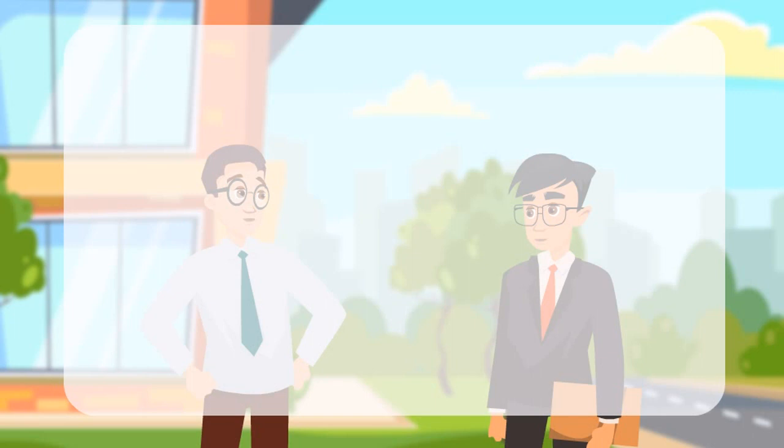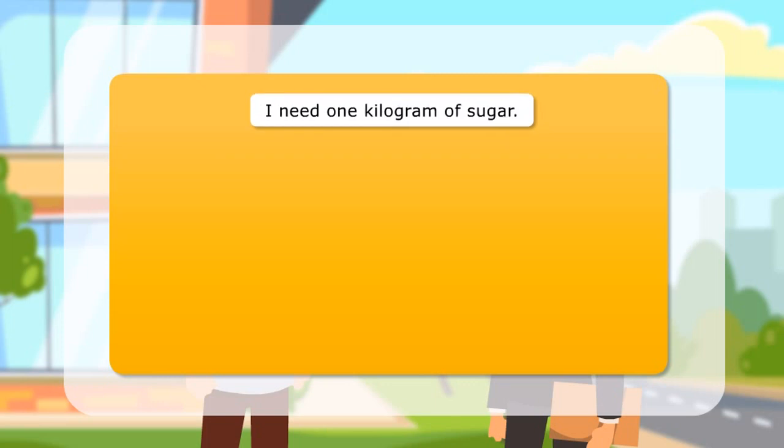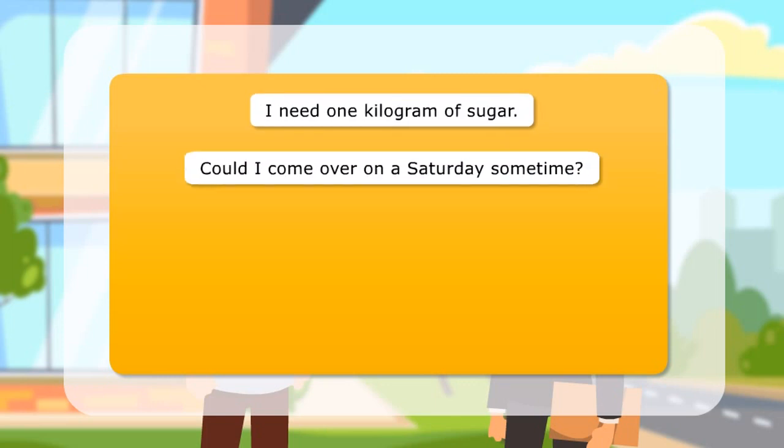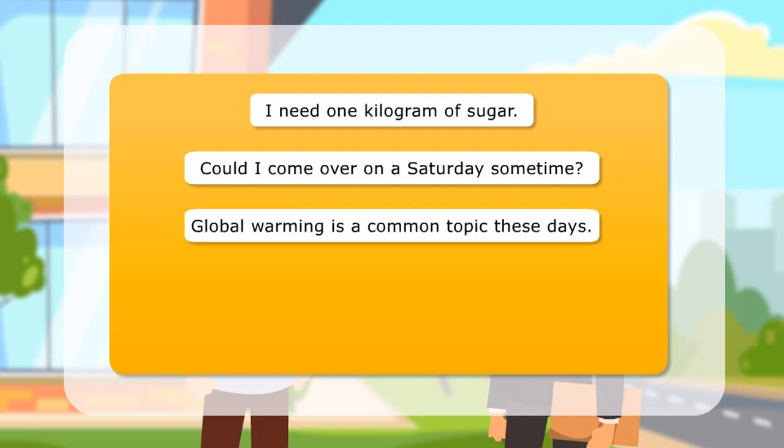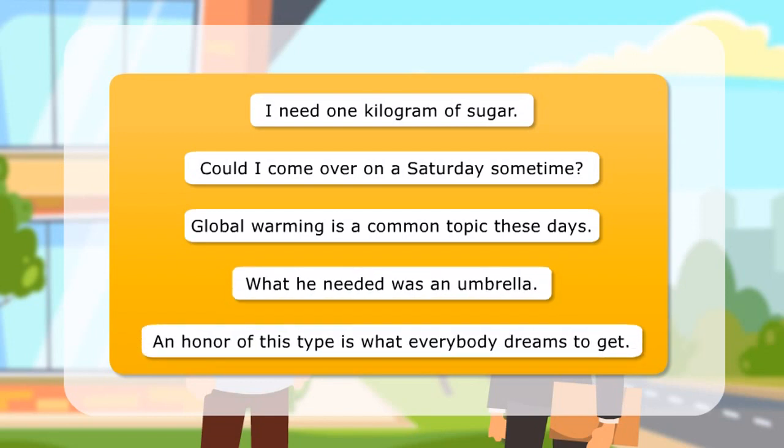Here are a few more examples of sentences with a, an, and one. I need 1 kilogram of sugar. Could I come over on a Saturday sometime? Global warming is a common topic these days. What he needed was an umbrella. An honor of this type is what everybody dreams to get.